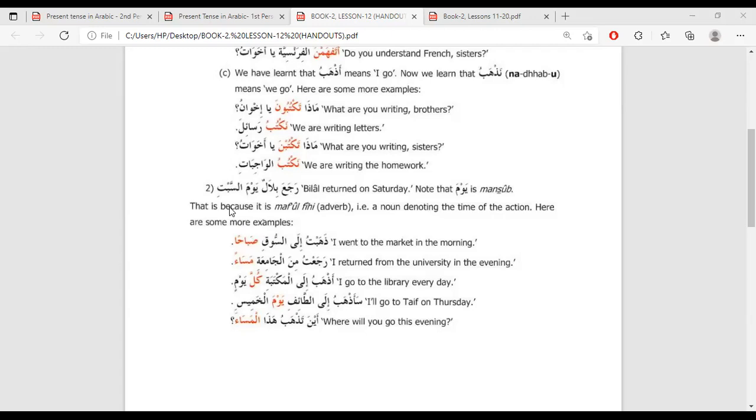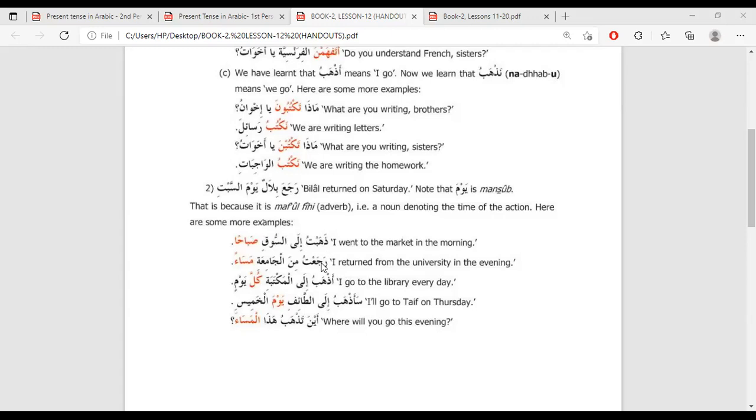And when we want to talk about maf'ul fihi, it represents time. It can be morning, evening. It can be a day, a month, a year. So when we talk about time, it is always mansub as well, and it is called maf'ul fihi.